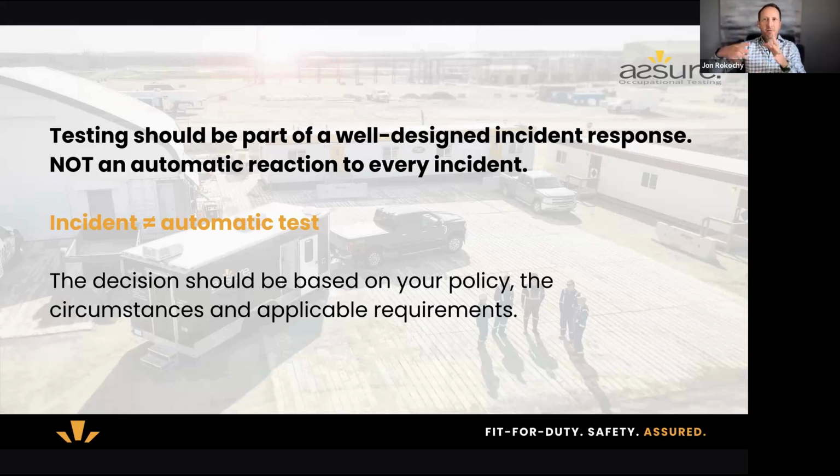Side note on that, if you're working on a site owner's site and the agreement that you've signed says any incident, you must do a test, you get to honor the agreement that you've entered into with that site owner. Separate from that, as a company, the Canadian model recommends that just because there's an incident, that's not enough to say we're requesting a drug and alcohol test. The incident also needs to be combined with reasonable cause to believe substance use may have been a contributing factor. If so, now we can request a test. We're going to keep unpacking that as we go.